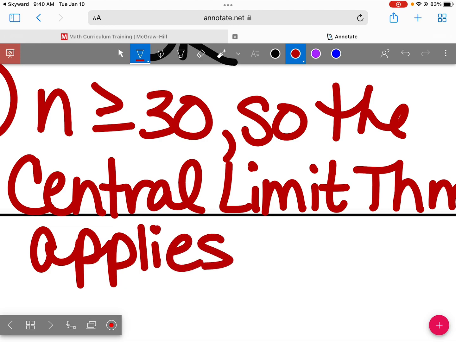How would that change with two populations? Both of them have to meet one of those two criteria at the very least. Both of them would have to meet one of those two criteria.